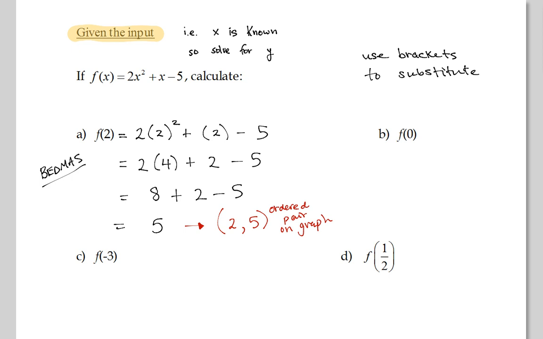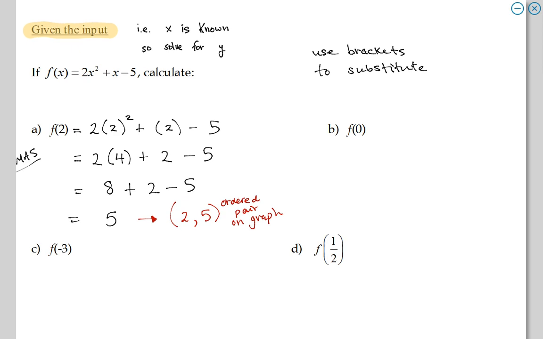The next one's gorgeous because the x is 0. This is like the most lovely thing ever. What's the answer to this one? 0 squared is 0. 0 times 2 is 0. 0 plus 0, 0. And then you're just left with negative 5, not 5. Okay, so then the ordered pair would be 0, comma, negative 5.